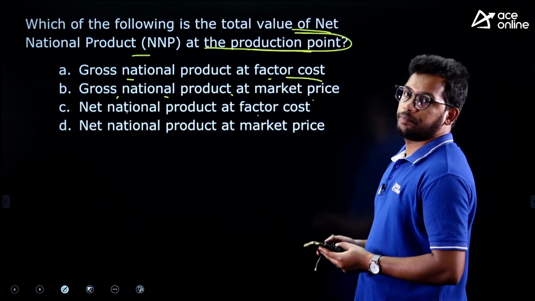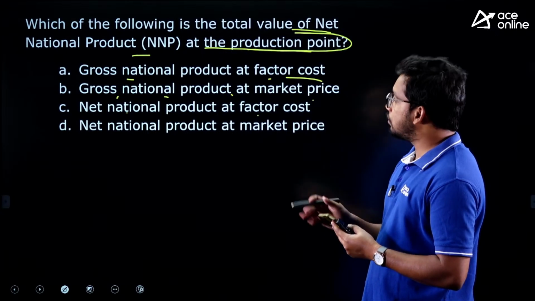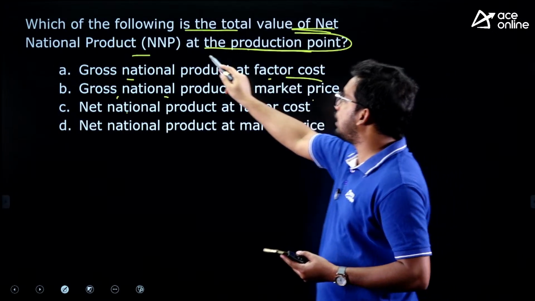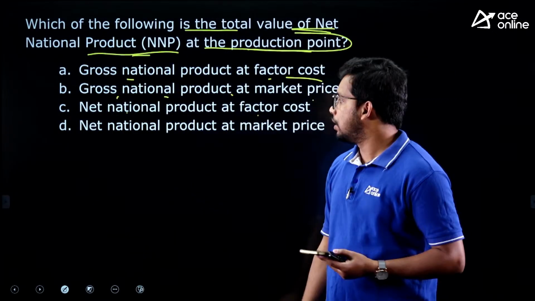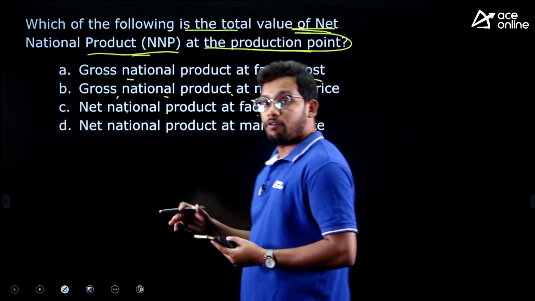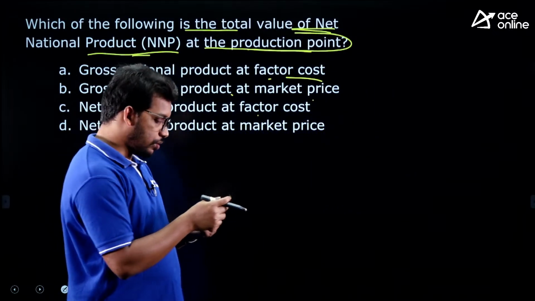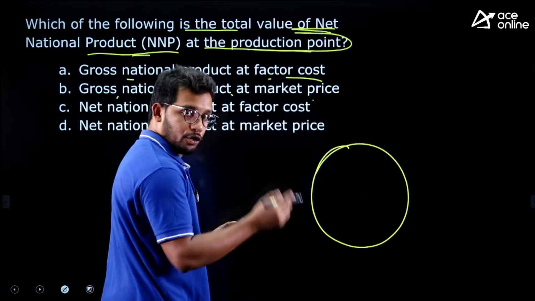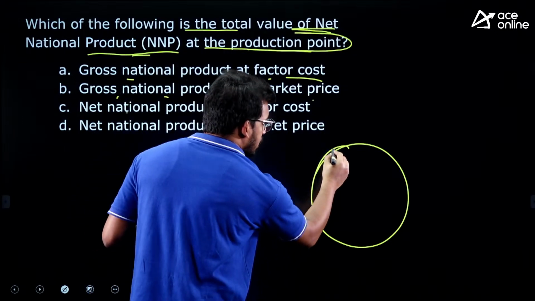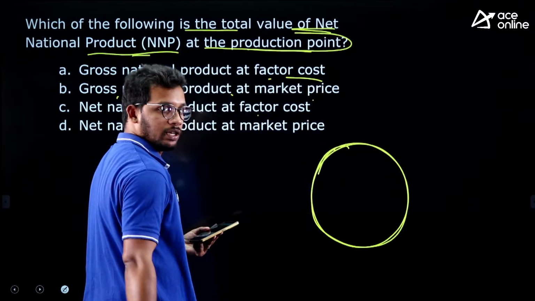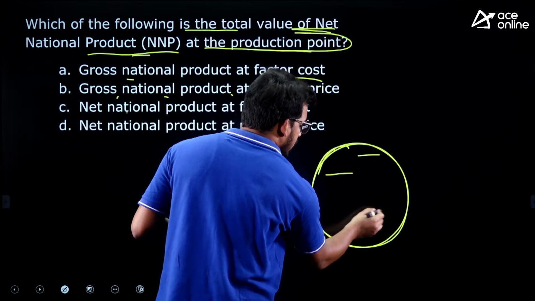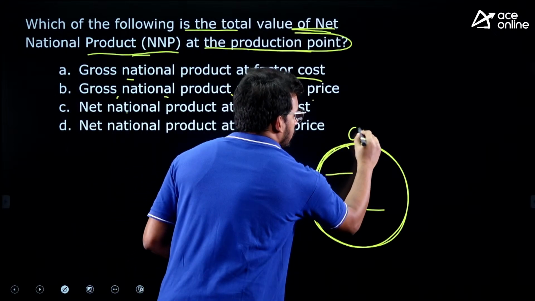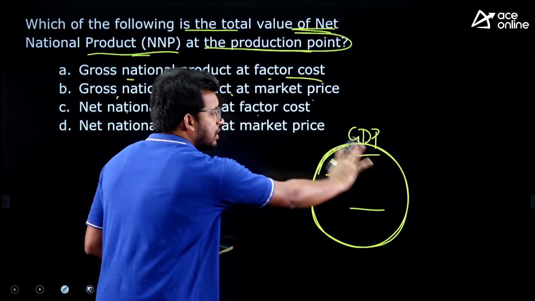Now check the question. This should be clear. They are asking which of the following is the total value of net national product. One more important thing to understand here: we have missed this particular thing. GDP, if you have followed what we discussed previously, is within our Indian boundaries. It can be Indian companies, USA, United Kingdom, any companies, but this is called GDP. So all the individuals within the country.